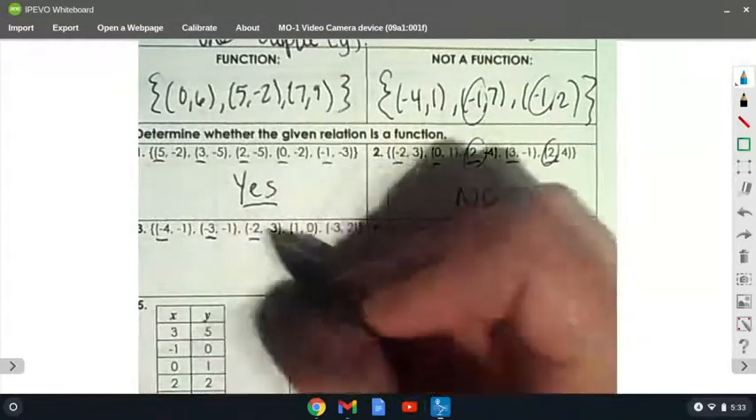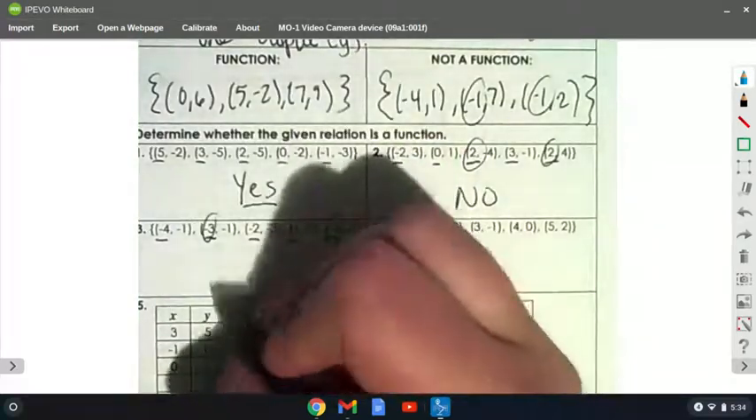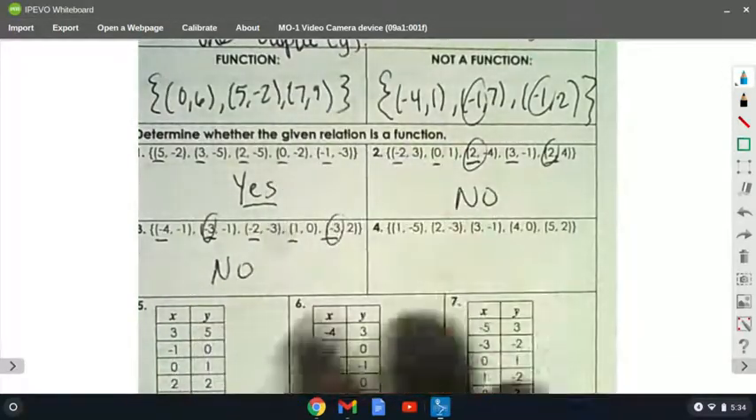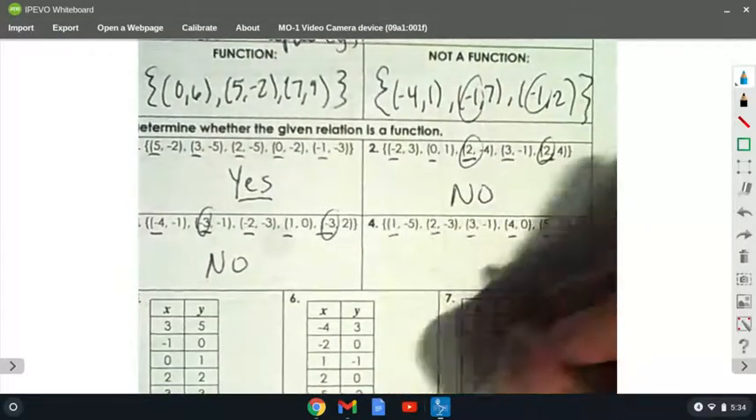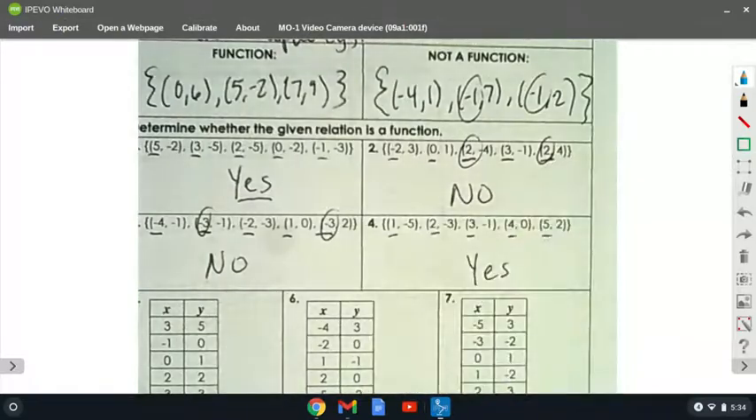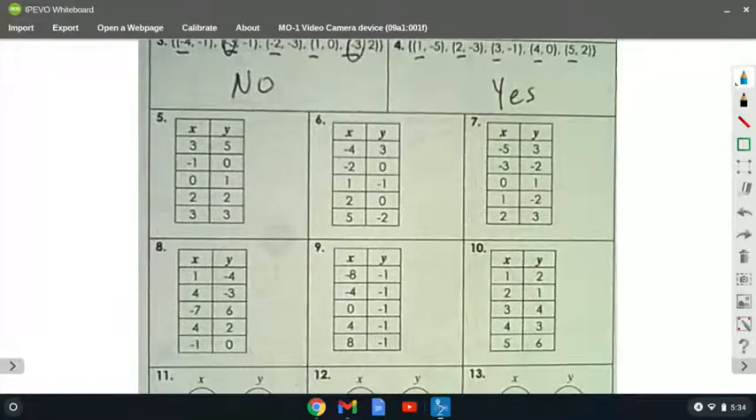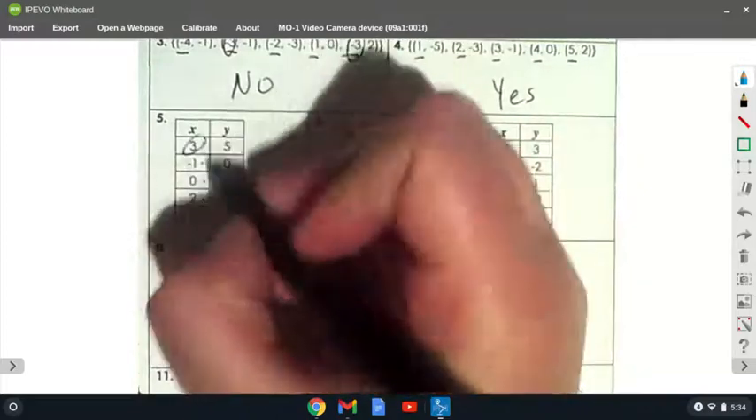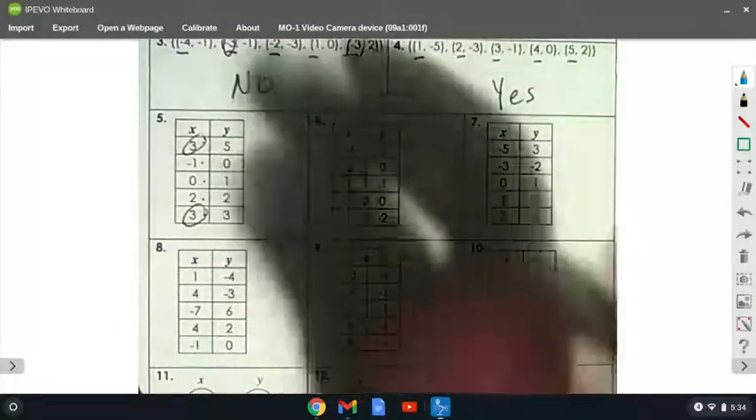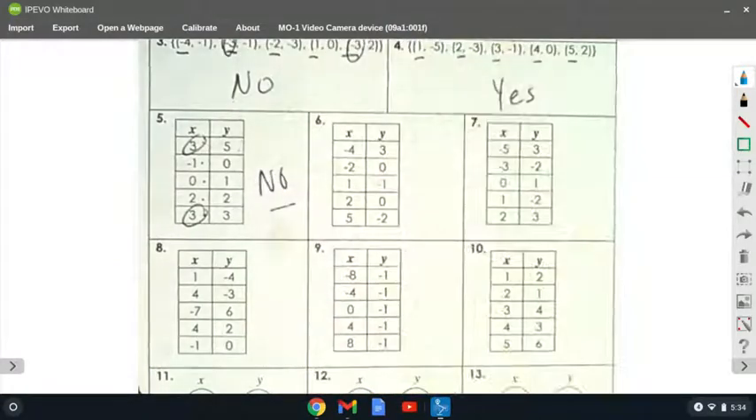-4, -3, -2, 1, -3. My -3's repeated, so no, this is not a function. Here, my x's are 1, 2, 3, 4, 5. No repeaters in the input, the x values, so yes, this is a function. When I look at it in a table, I look at it the same way. Are any of these values in the x repeating? I see 2 3's. So there's repeating x values that have different y values. So this is not a function.